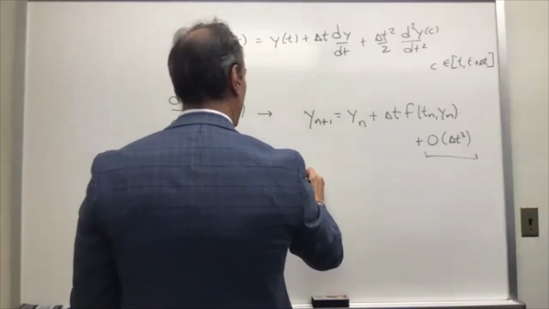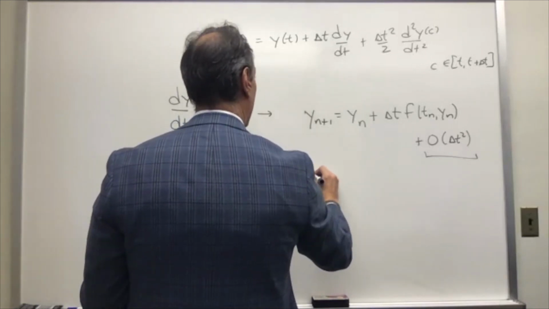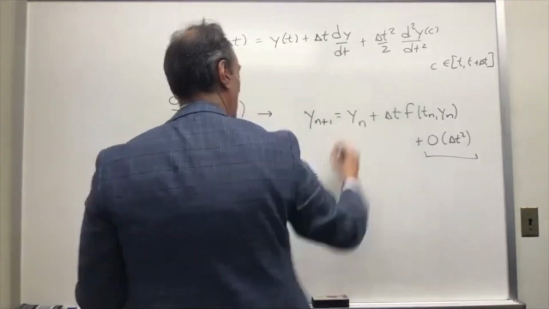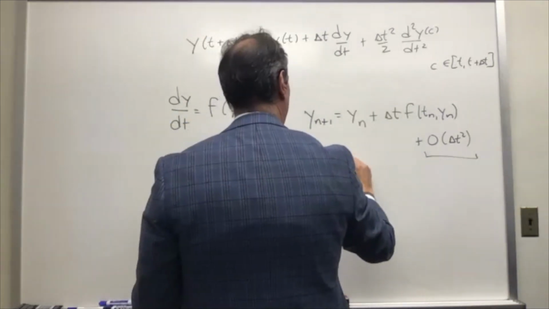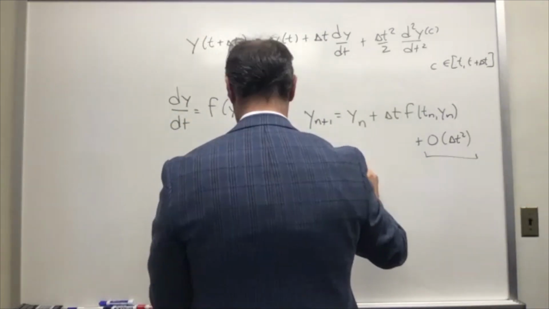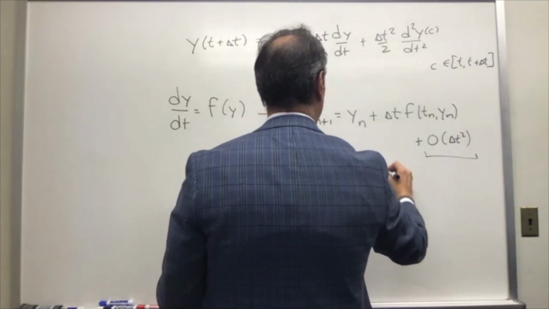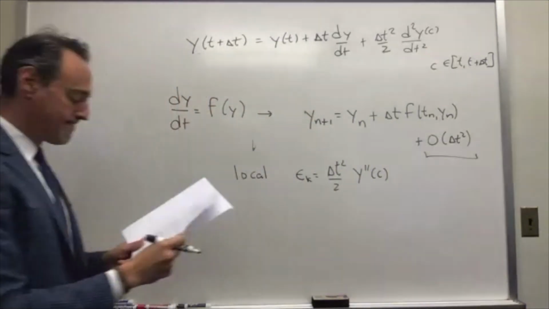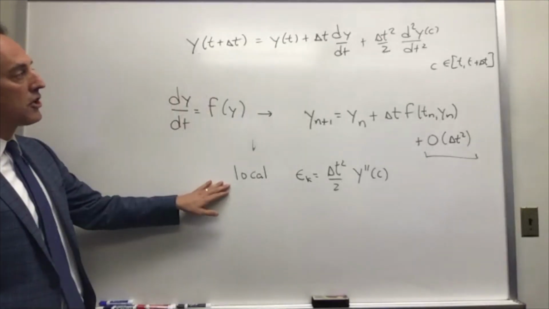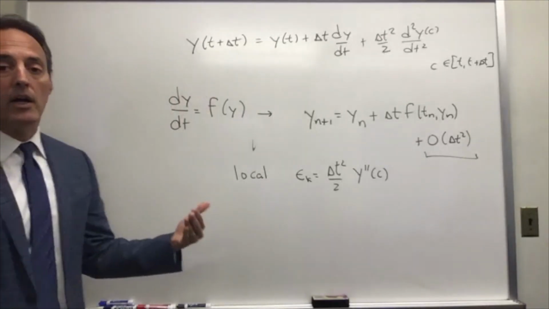And the local error, let's call it epsilon k, is just the term that I dropped here, which is delta t squared over 2, and the second derivative. So let's call it y double prime at c. Okay? So there's this concept of a local error.